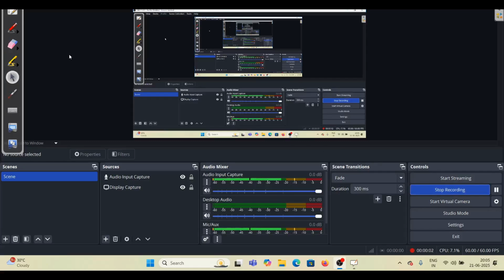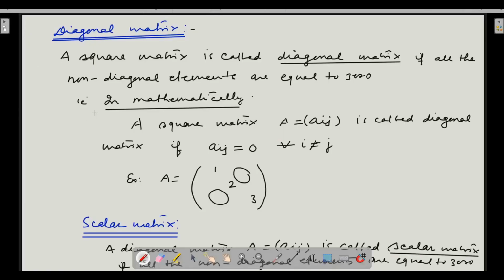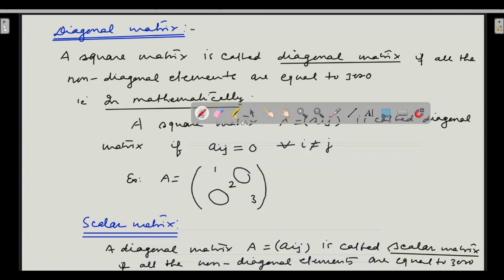Yes, so let's move on towards our next topic of discussion. So we will start with scalar matrix. I had already told you regarding diagonal matrix in the previous lecture. In this lecture, I am going to tell you about scalar matrix. So what is a scalar matrix?